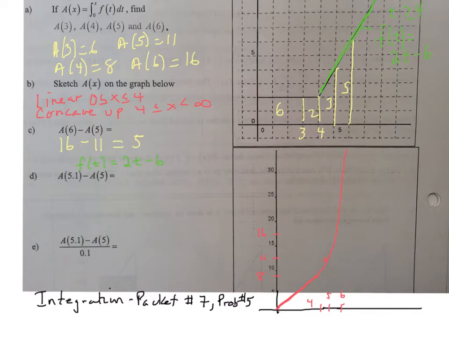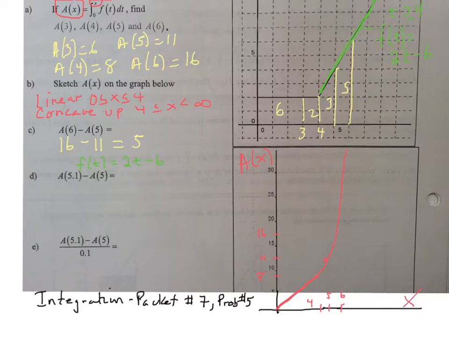So in B we're asked to sketch the graph of A of x on the graph below. Again, I've talked before about making sure that you recognize this is an accumulation function, that since we're going up to some arbitrary x value, our sketch is going to have x on the horizontal, and we are sketching the graph of a function A of x.